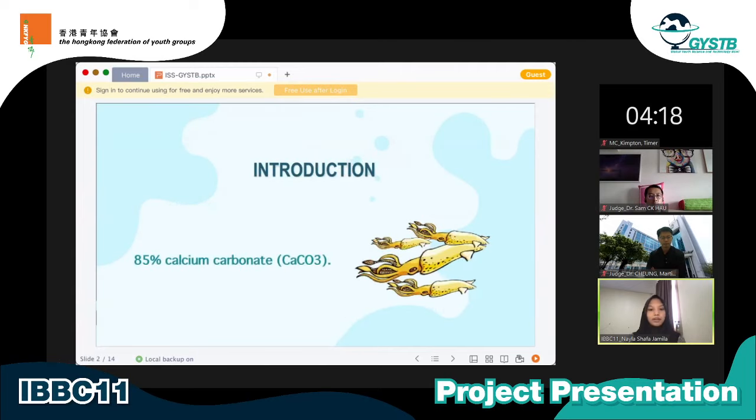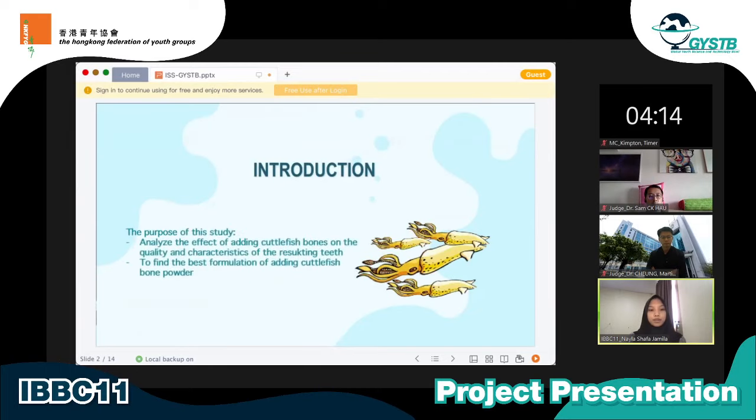Cuttlefish bone has a chemical content of about 85% calcium carbonate, and the purpose of this study was to analyze the effect of adding cuttlefish bone powder on the quality and characteristics of the resulting toothpaste and to find the best formulation for adding cuttlefish bone powder.